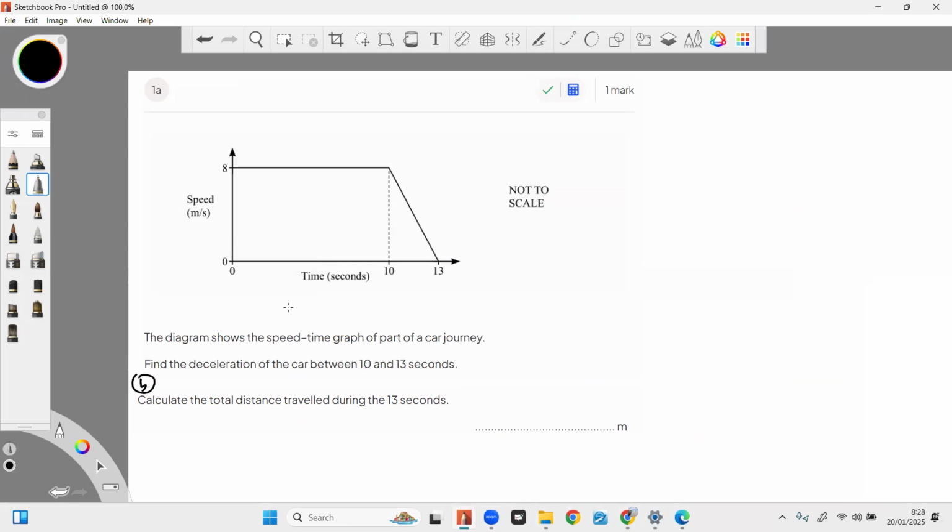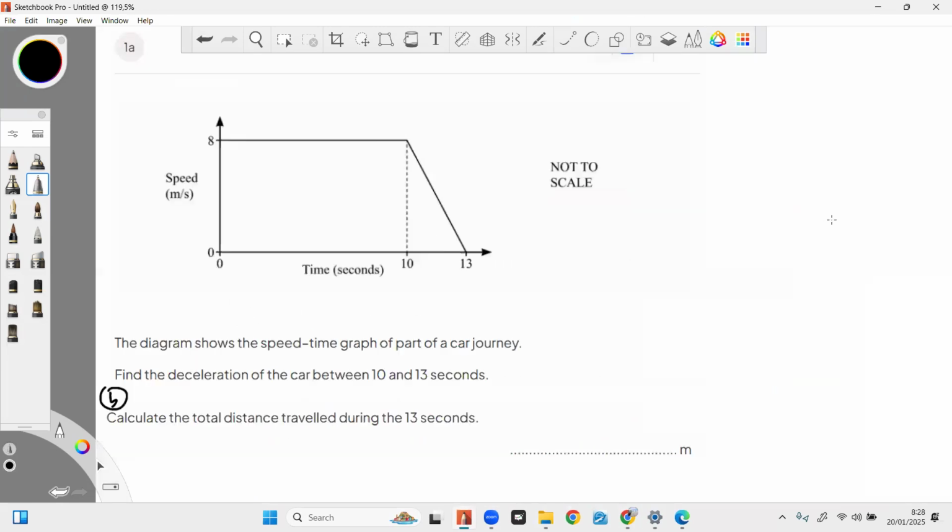The diagram shows the speed time graph of part of a car journey. Speed and time. Find the deceleration between 10 and 13 seconds. So you are finding this deceleration.